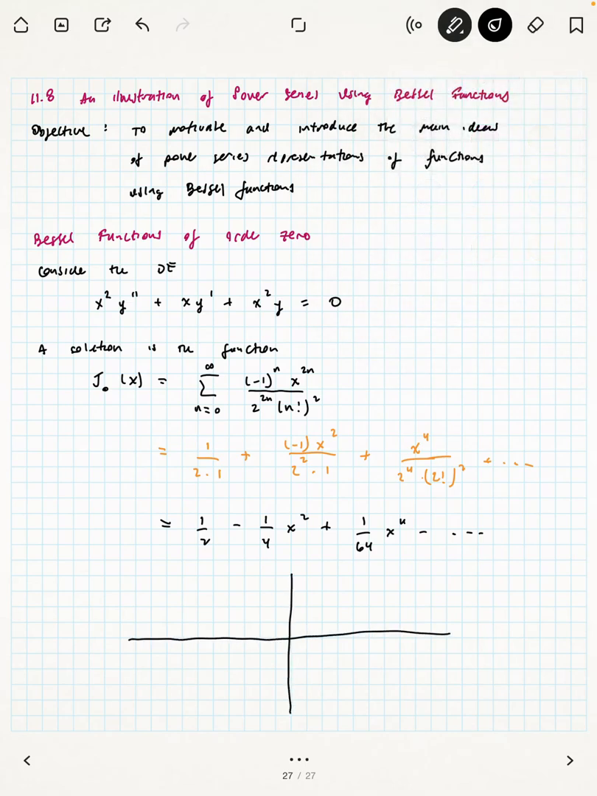So if we wanted to graph it, think about taking the constant function. Let me draw it in real quick, briefly. Let's just say that's the constant, right? And then for the next one, we would add a squared term, so it'll be 1 minus 1/4 x squared. So it would look something like this. And then you add an x to the fourth term, and then it'll look something like this.